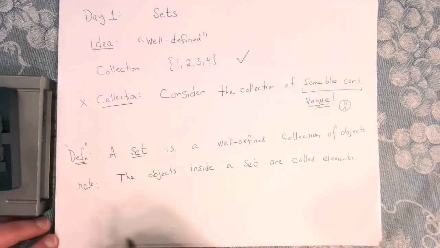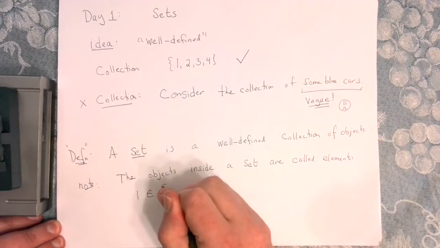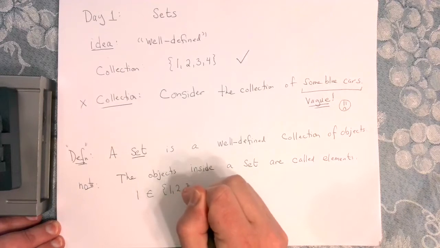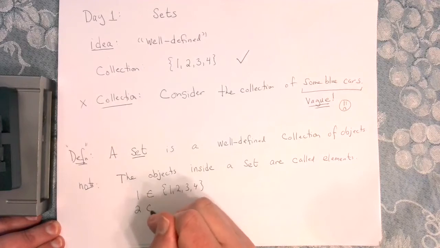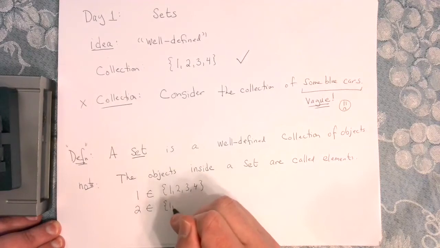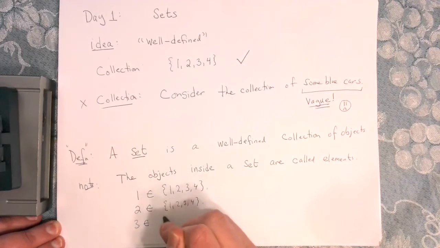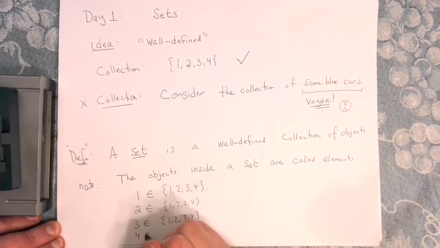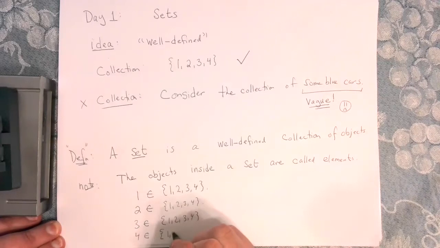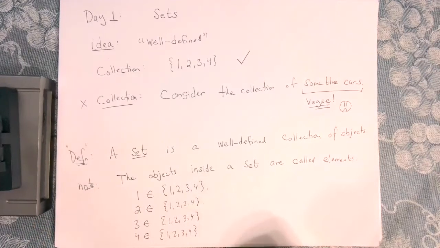And so we could say precisely, well, we could say that 1 is an element of the set containing 1, 2, 3, 4. I could say that 2 is an element of the set containing 1, 2, 3, 4. 3 is an element of the set containing 1, 2, 3, 4. And 4 is an element of the set containing 1, 2, 3, 4. And notice that these squiggly braces are one way we define sets in mathematics, or denote them rather.